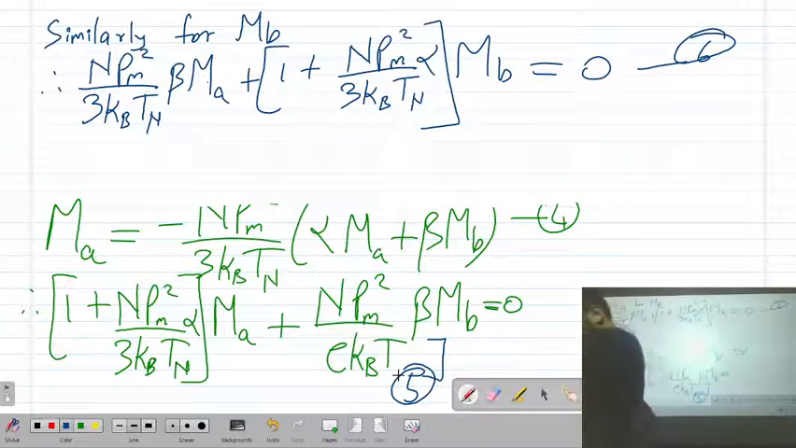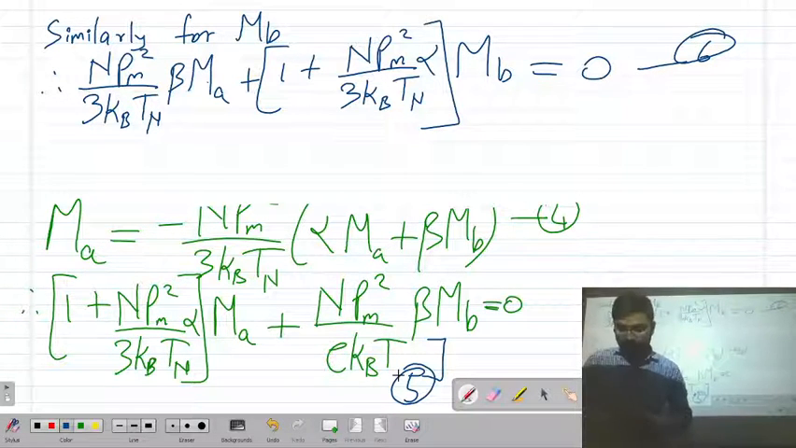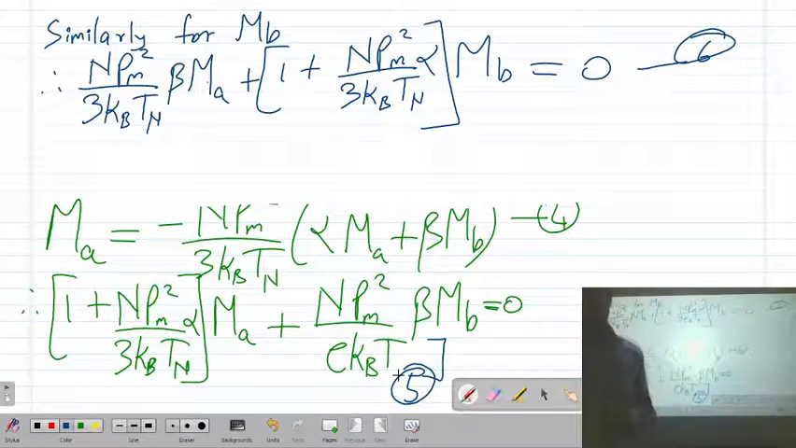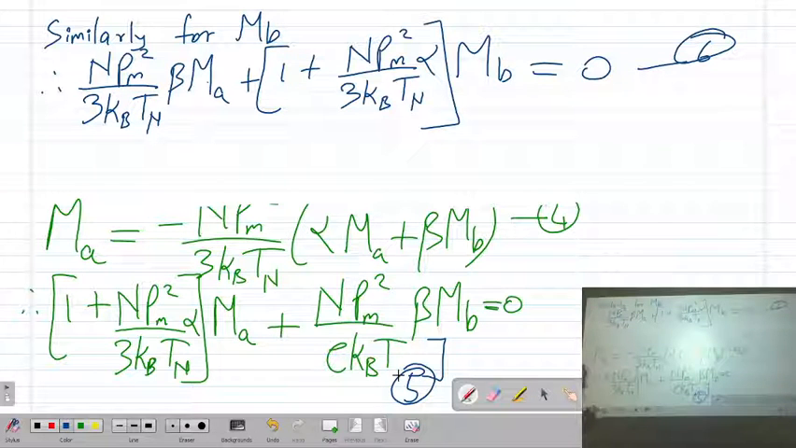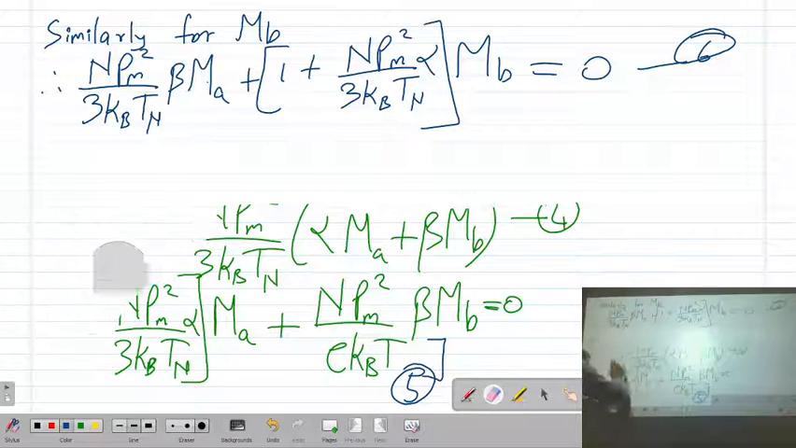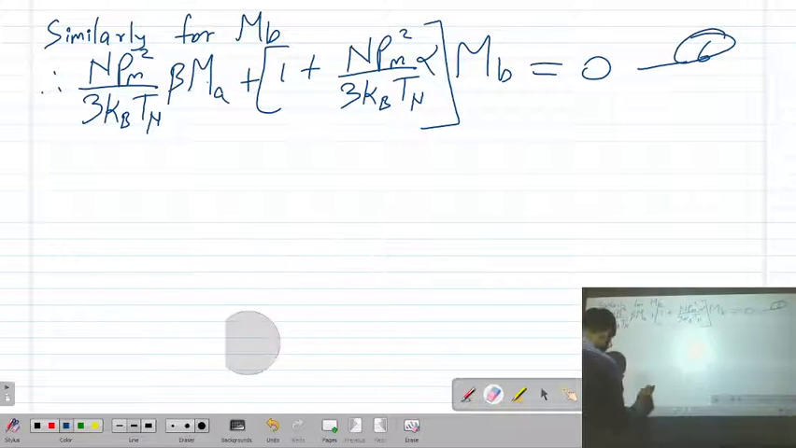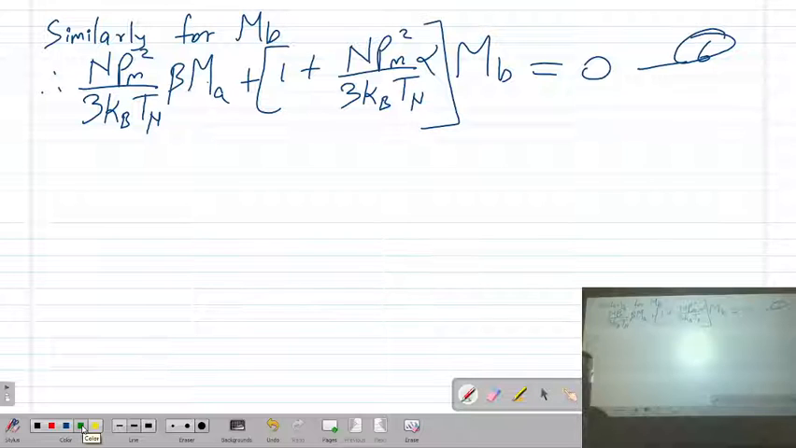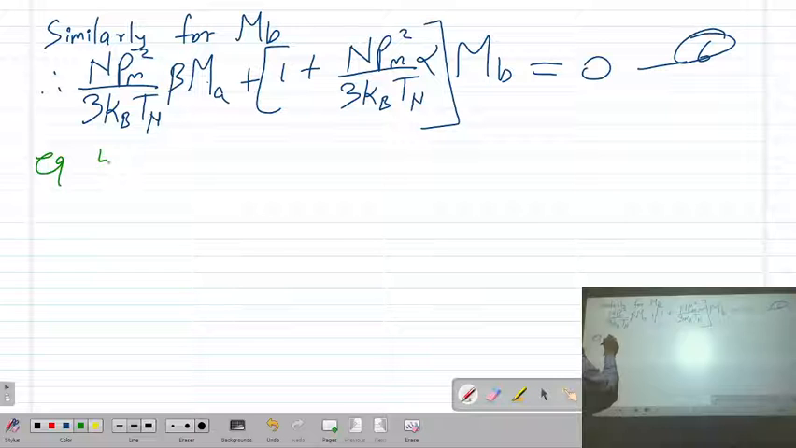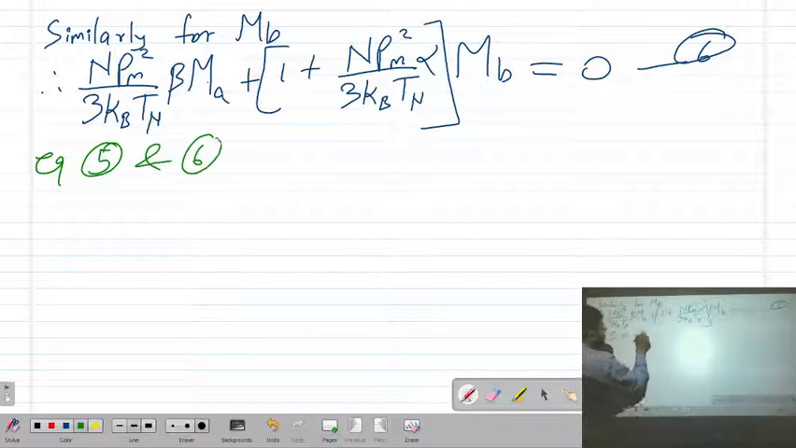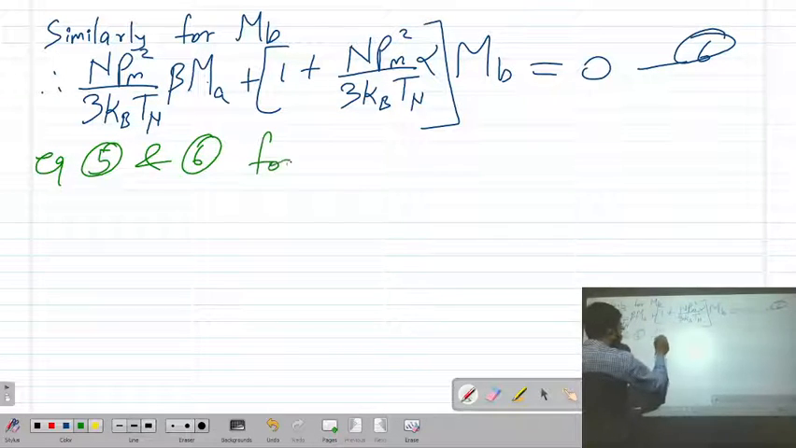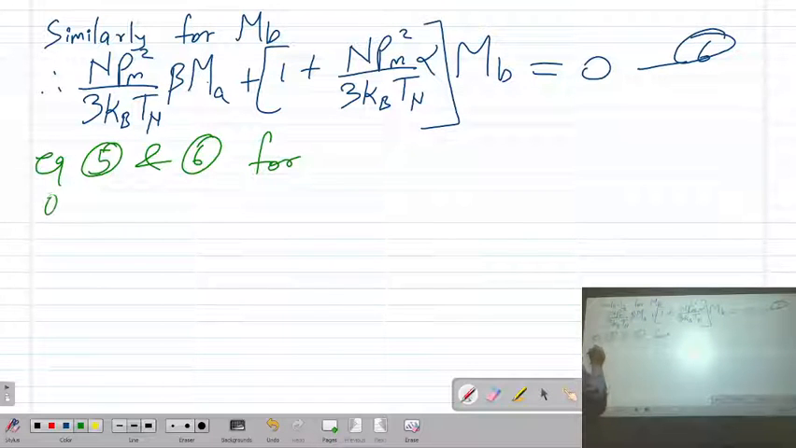Now, on comparing equation number 5 and 6, we will get simultaneous equations. So the solution of the simultaneous equations 5 and 6 will give one solution.